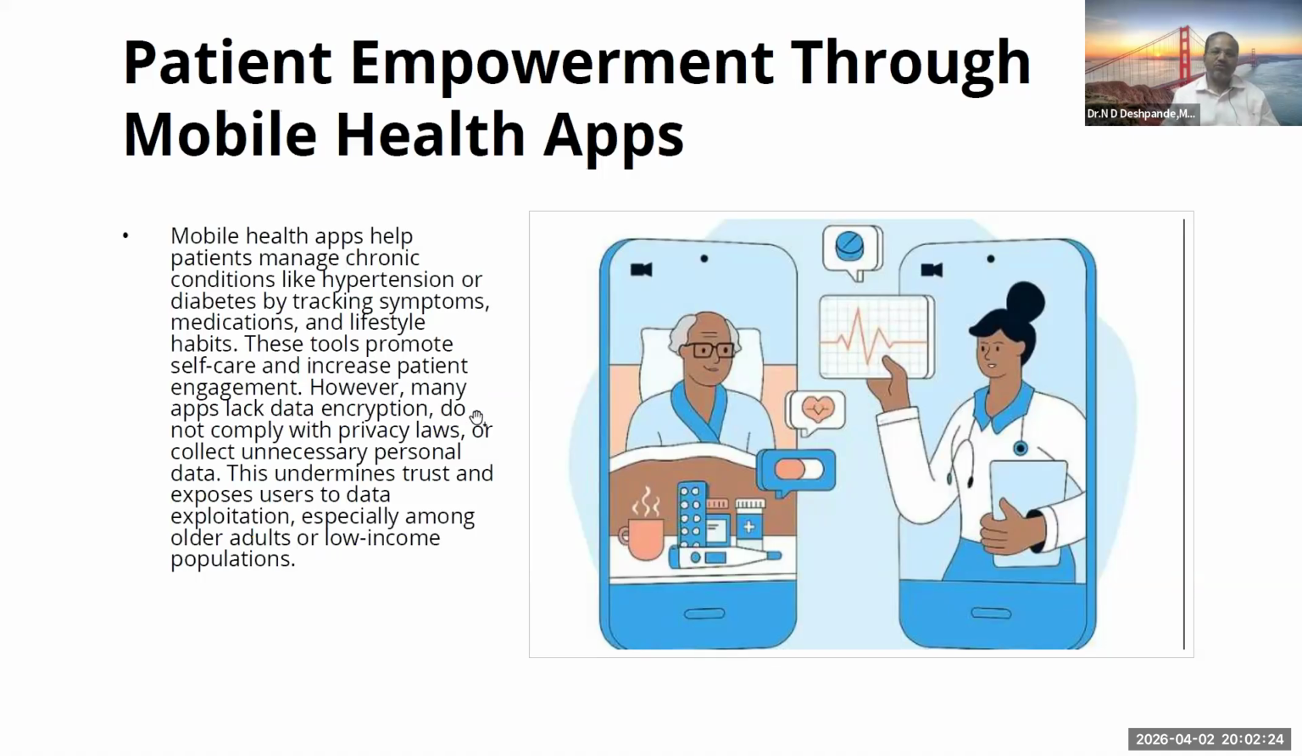There are watches you can wear that calculate how many footsteps you take, and similarly heartbeat, and each and every new device coming up because of the use of AI, IoT and sensors. It may collect unnecessary personal data even without consent, because of habit. This undermines trust and exposes users to data exploitation, especially among older adults.